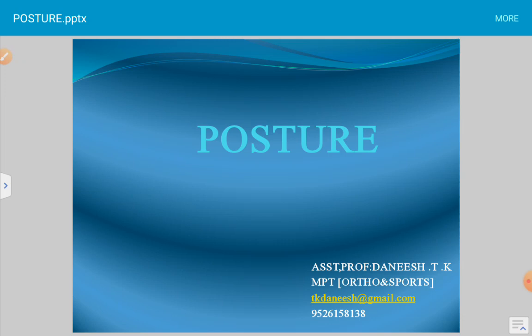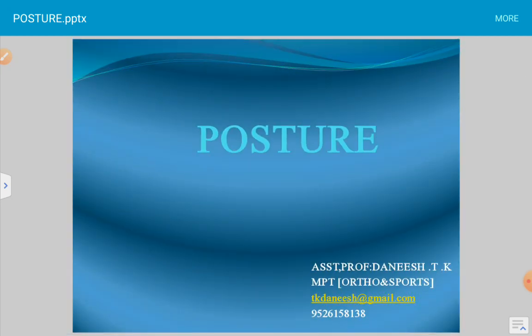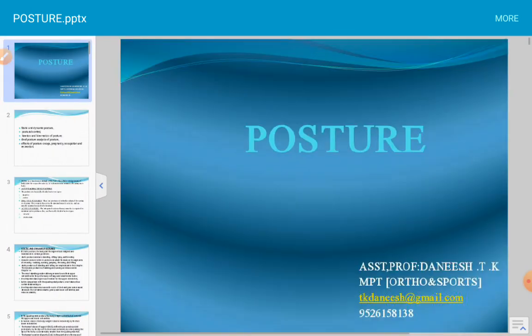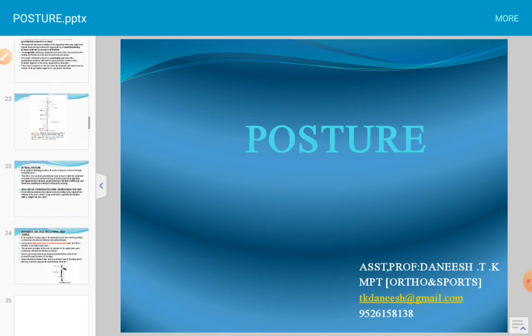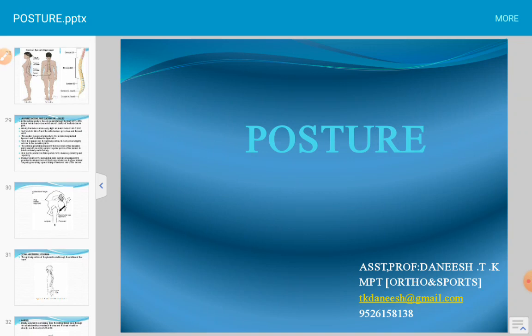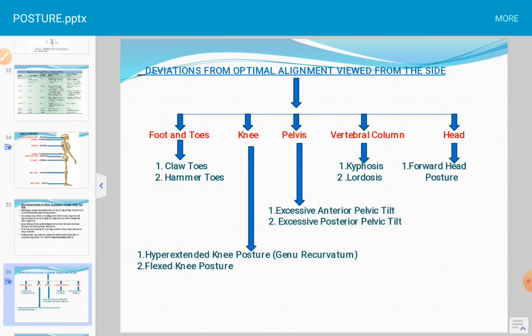In the previous session, the fifth session, we completed the deviations from the optimal posture in the lateral or side view. We discussed claw toes, hammer toes, hyperextended knee or genu recurvatum, flexed knee posture, excessive anterior pelvic tilt and excessive posterior pelvic tilt, then kyphosis, lordosis, and forward head posture.